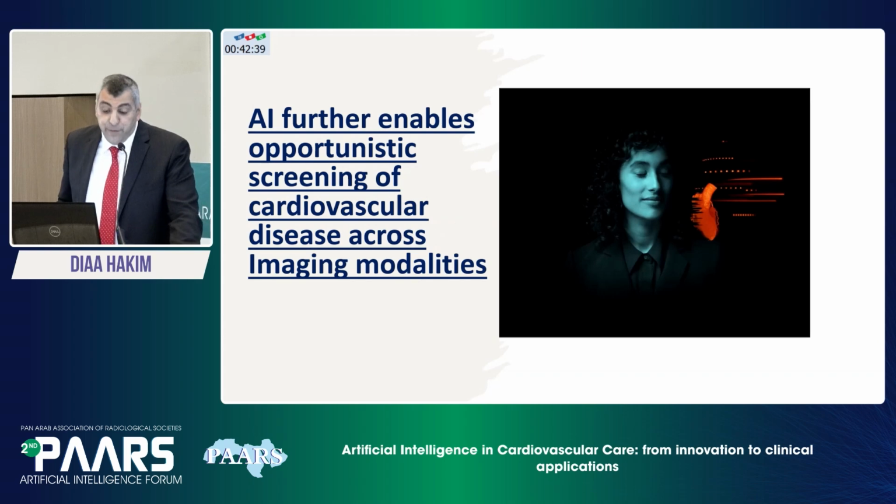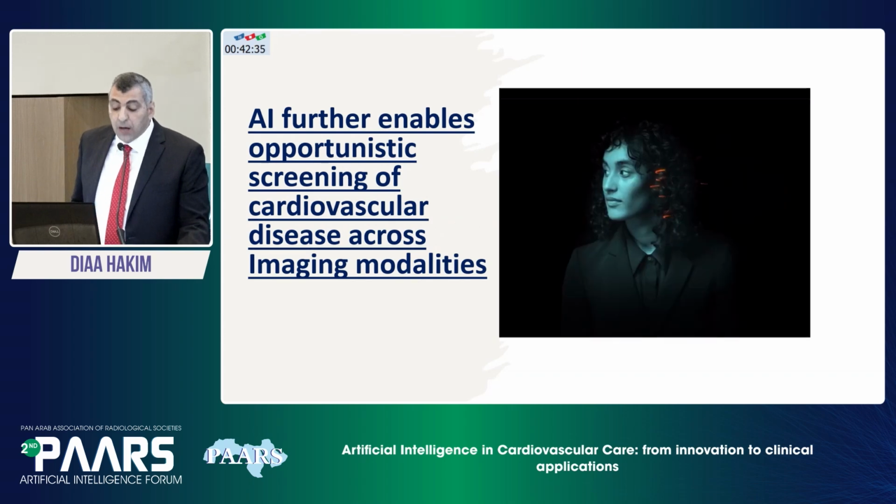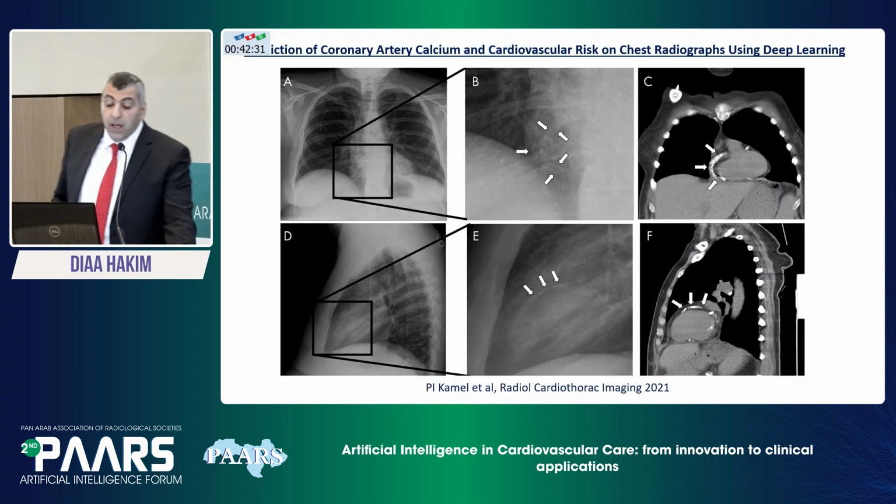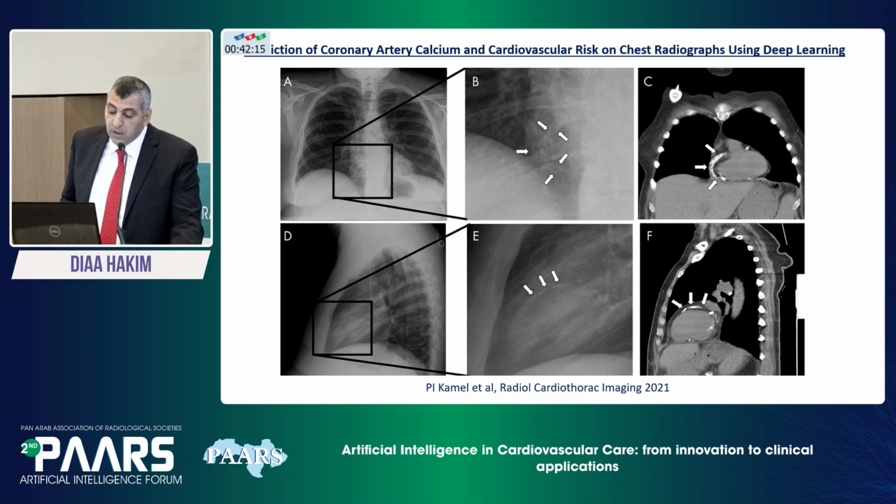And AI further enables opportunistic screening of cardiovascular disease across imaging modalities. We can see that now we have programs for prediction of coronary artery calcium and cardiovascular risk on chest X-ray, just normal chest X-ray. We can predict the calcium scoring and the risk of cardiovascular disease.